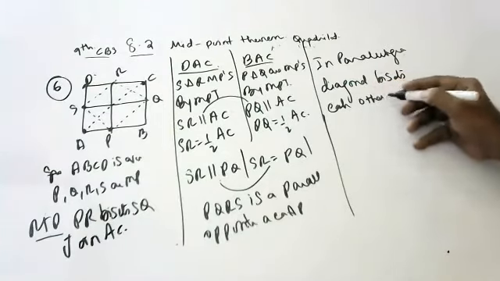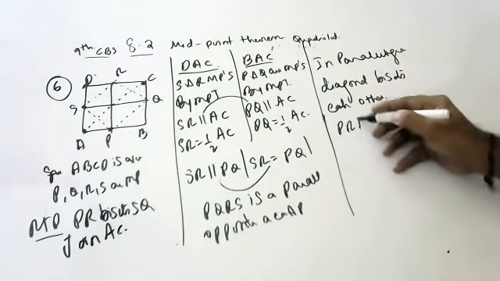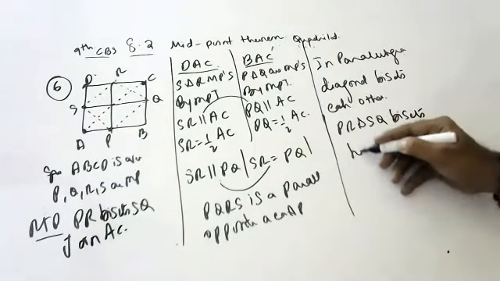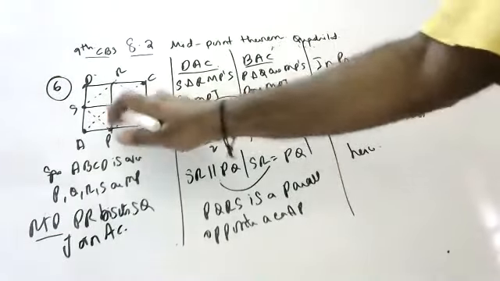Who are the diagonals? PQ and PR and SQ. PR and SQ bisect. Hence, that's all, children. So we have to prove that PR and SQ bisect.